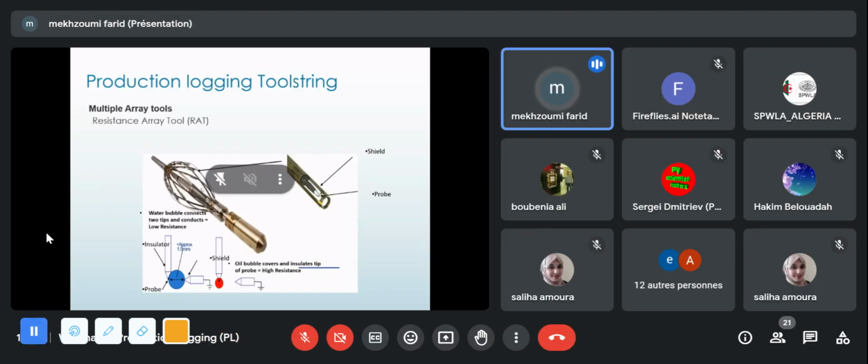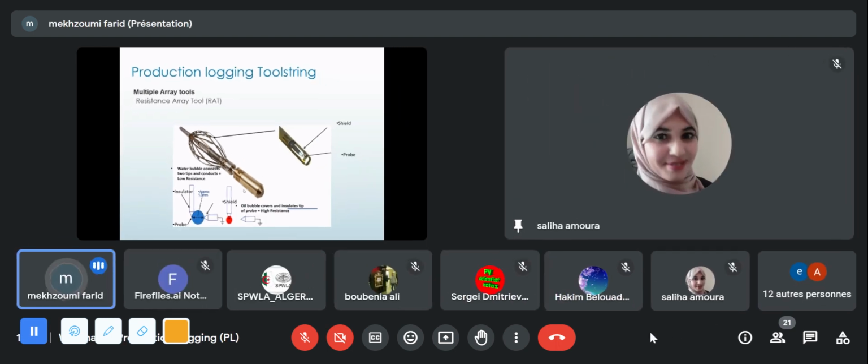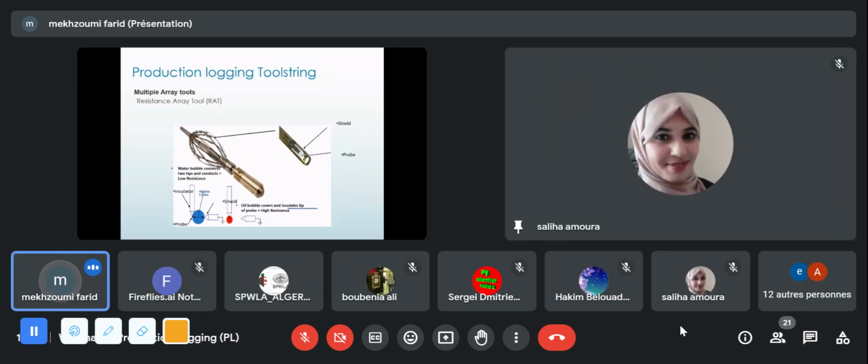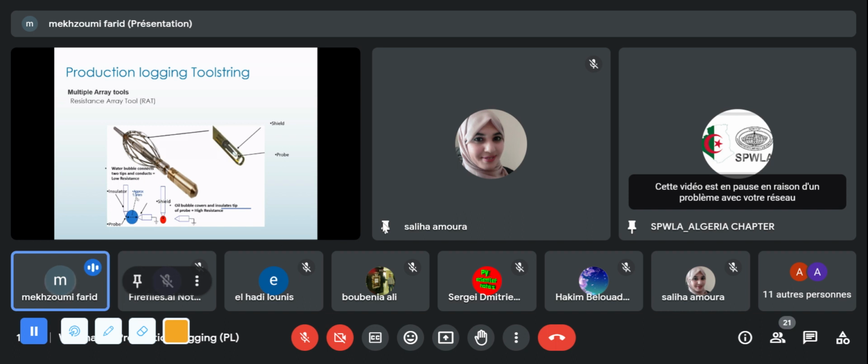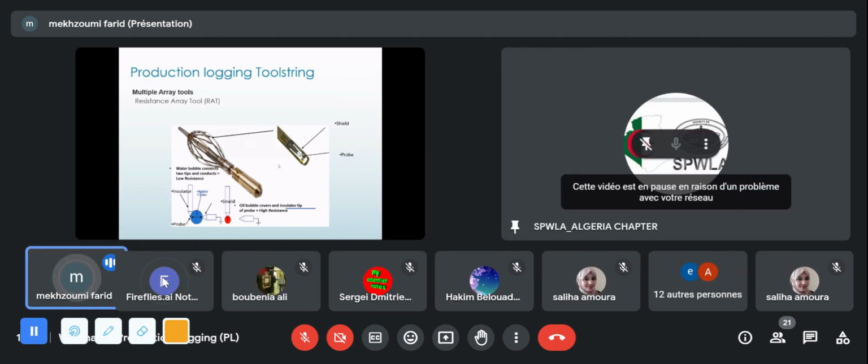The resistance array tool is mainly because hydrocarbon is resistive. This is the idea. It's small, and you have a small probe and another probe. So when any drop of water flows through it, they see the conductivity or the resistivity, and it's counting. That's it.